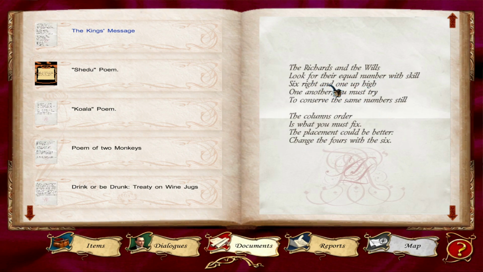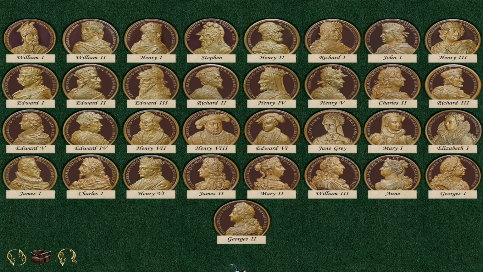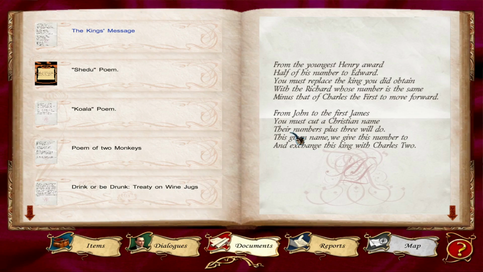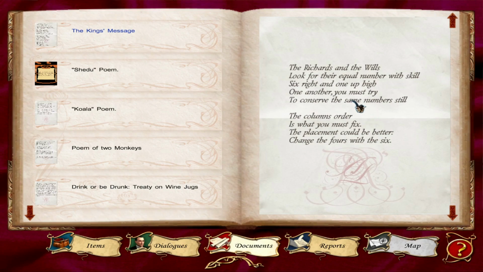Skill 6 right and 1 up high. One another you must try to conserve the same numbers still. 6 right and 1 up high. What does that mean? 6? Huh. 6 right, so there's 6 in total. 1 up high. One another you must try to conserve the same numbers still.